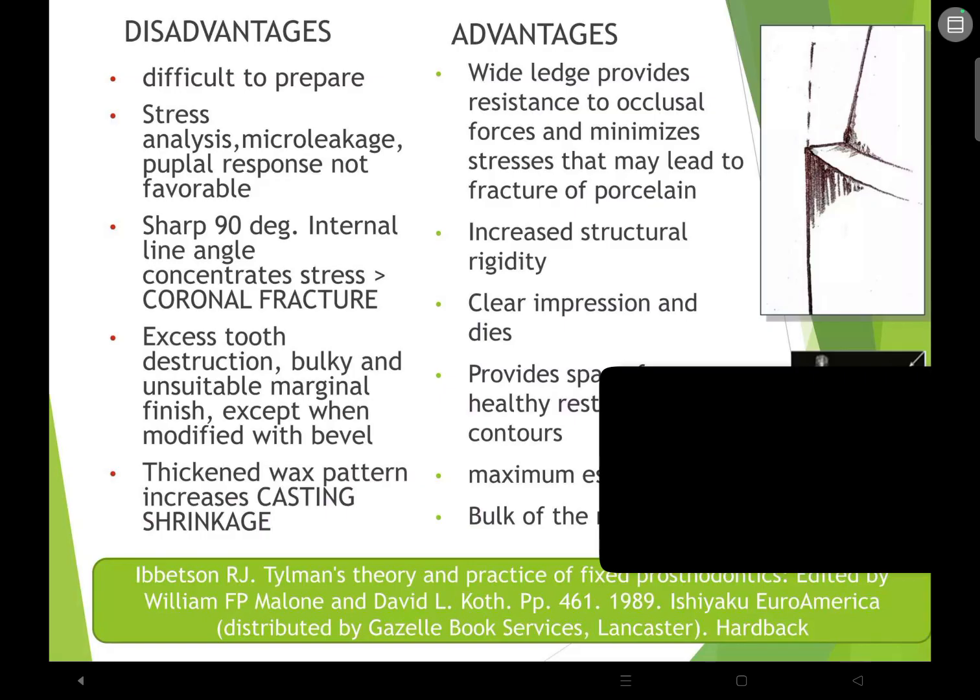Excess tooth destruction, because anyway for PFM you have to do a bit more tooth reduction as compared to the chamfer, or as compared to metal-only restorations. For PFM, because there is a metal coping and then ceramic layering, you anyway have to do a bit of extra tooth preparation. It is bulky, with an unsuitable margin finish except when modified with a bevel. A thickened wax pattern increases casting shrinkage. You might have gone through this during your dental materials classes, casting shrinkage. The more the wax, the more the material, and the more the shrinkage.